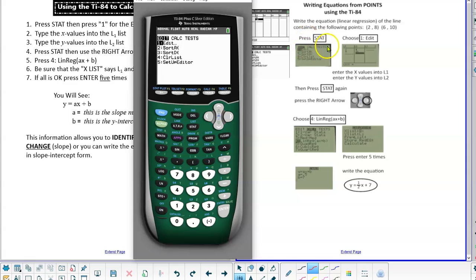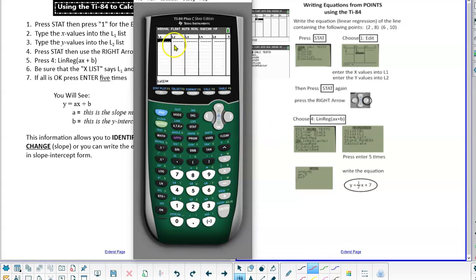That's what I'm showing you here on the right-hand side of my SMART Notebook. This menu has 3 sections: Edit, Calc, and Tests. Well, you're going to be editing your statistics. That's what STAT stands for. So we're going to choose number 1. Now you can either use these arrows to choose particular numbers, or you actually can just press the digit you want. So I'm going to press the digit 1.